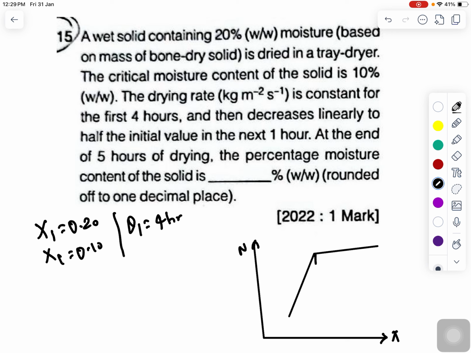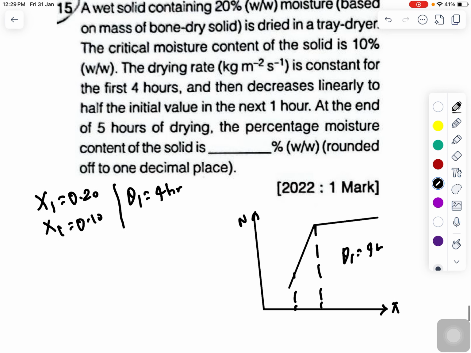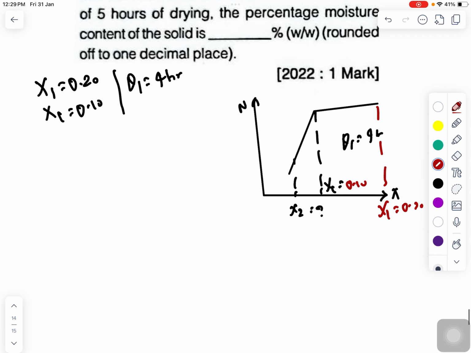So from here to here, theta 1, if I am assuming, is 4 hours, and in the next 1 hour it is getting dried in the falling rate period. At the end of 5 hours of drying, the percentage moisture content of the solid is, so you are supposed to calculate X2, and you have started drying from X1 equals 0.20. So XC is given to you here, 0.10, and here somewhere X1 will be there, that is 0.20. So you are supposed to calculate X2 only.